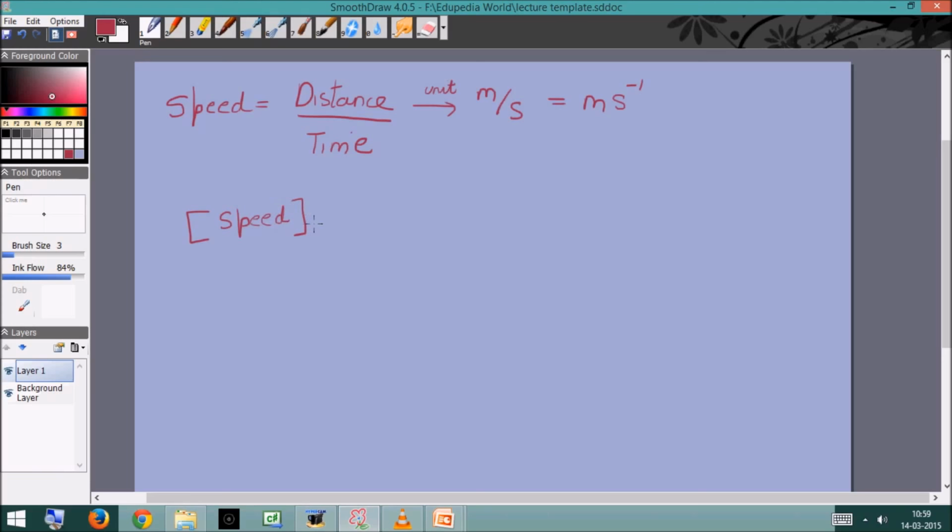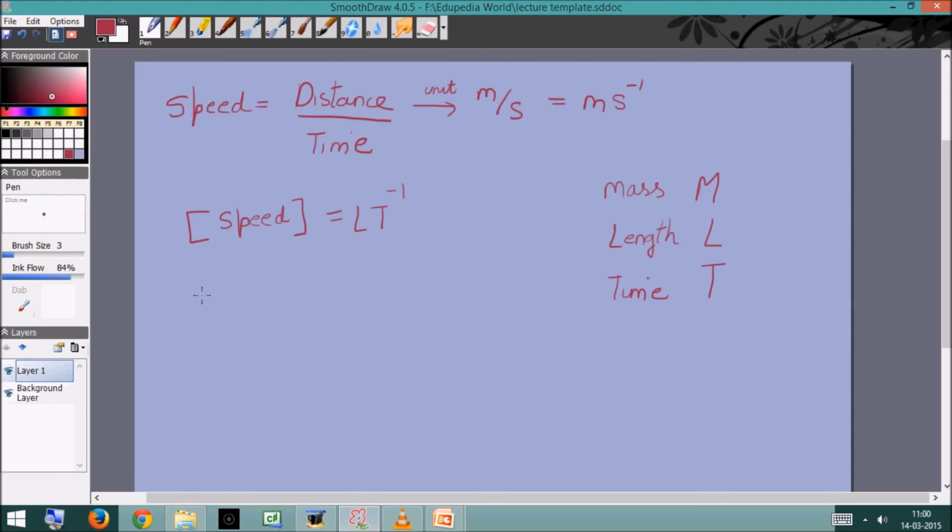Dimension is just another word for units. But we don't write it as meter per second, we write it as L T minus 1. So these are the dimensional symbols. These are slightly different from the symbols for the units. For mass, we'll use M. For length, we'll use L. For time, we'll use T. And the rest we'll see as we go along. So the dimensional formula of speed is L T minus 1.